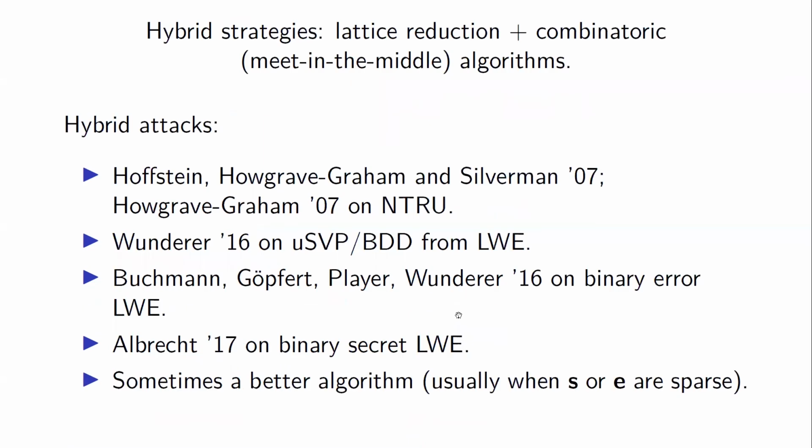In addition to that, there are also hybrid strategies which combine the lattice reduction I mentioned with combinatorial types of algorithms. These really originated from some of the work on NTRU, where the authors combine the lattice reduction attack with a combinatorial meet-in-the-middle attack. There are follow-up works on applying this to the LWE context. Clearly, they sometimes give a better algorithm, which is normally the case when S and E are sparse, because that's where the combinatorial type of algorithms are mostly effective.